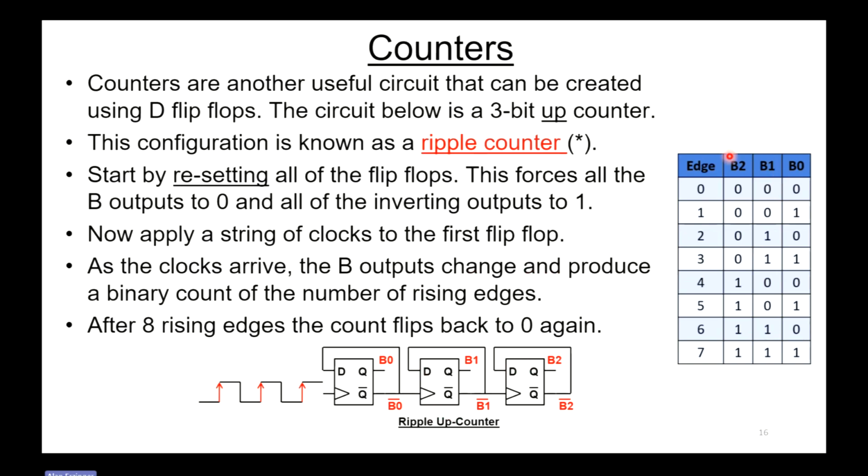And you can look over here. On the 0th edge, the count is 0. On the first edge, you end up with a count of 1. On the second edge, you end up with a count of 2, and this is counting in binary. So on the 7th clock, you're at a binary 7, and on the 8th clock, this flips back around and starts at 0 again. So this is just letting you know something else you can do with flip-flops that's kind of interesting.